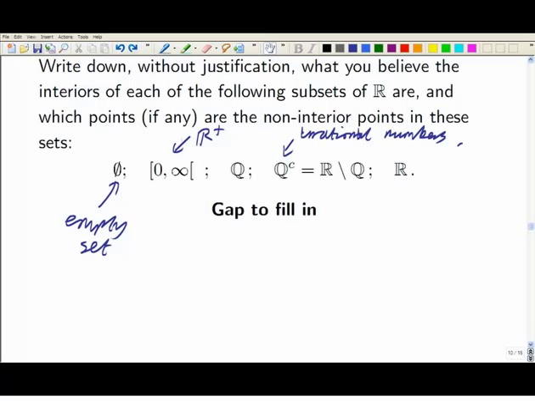I'll tell you the answers to the easy ones, and then see what we can think about the less easy ones. So the interior points and the non-interior points of the empty set is just the empty set again. The empty set has no points.